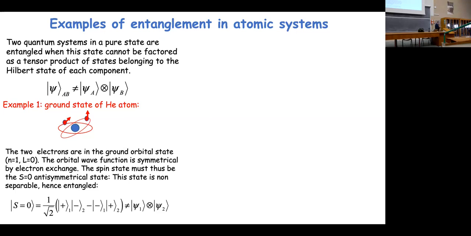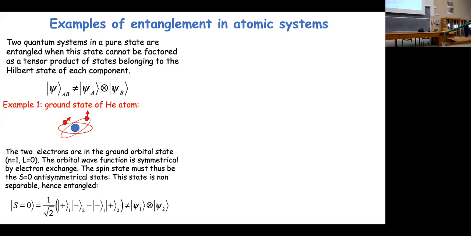Here I give you two examples of entanglement coming from atomic physics, and they relate to the simplest of all possible atoms, helium and hydrogen. Let's start with the helium atom. You have two electrons. Each electron has a spin. In the ground state of the helium, the two electrons go to the lowest possible orbital state, which is an S state, a state with total angular momentum 0, and so the wave function is spherical. If you put the two electrons here, they have the same orbital state, so the wave function of the ground state is symmetrical by electron exchange.